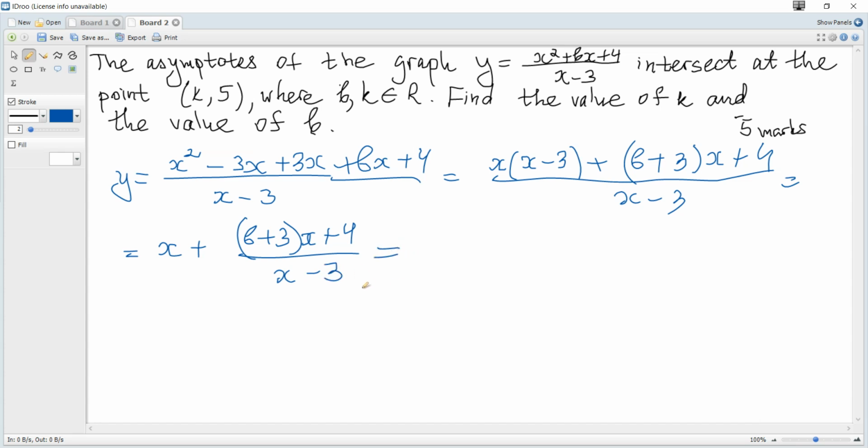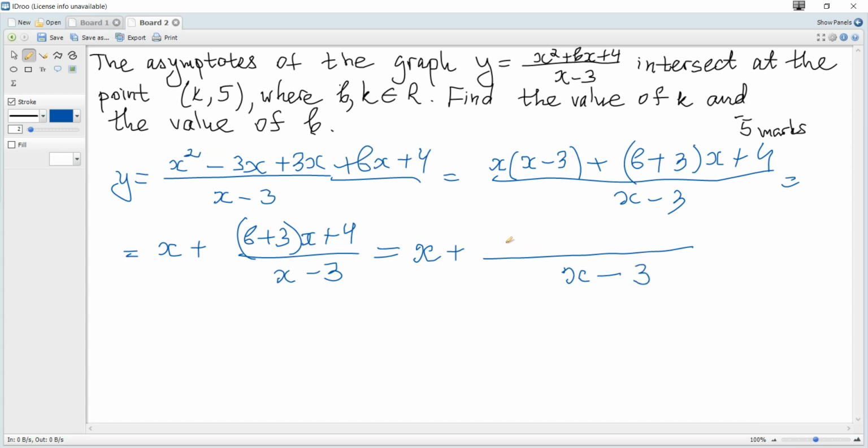And again, the slant asymptote is about the limit when x tends to infinity, and if we consider this expression, we can see we actually analyze the greatest powers of x, and we can see the same powers. So the limit is just b plus 3, or actually we can also split it into two fractions to make it more clear. It is equal to x plus x minus 3.